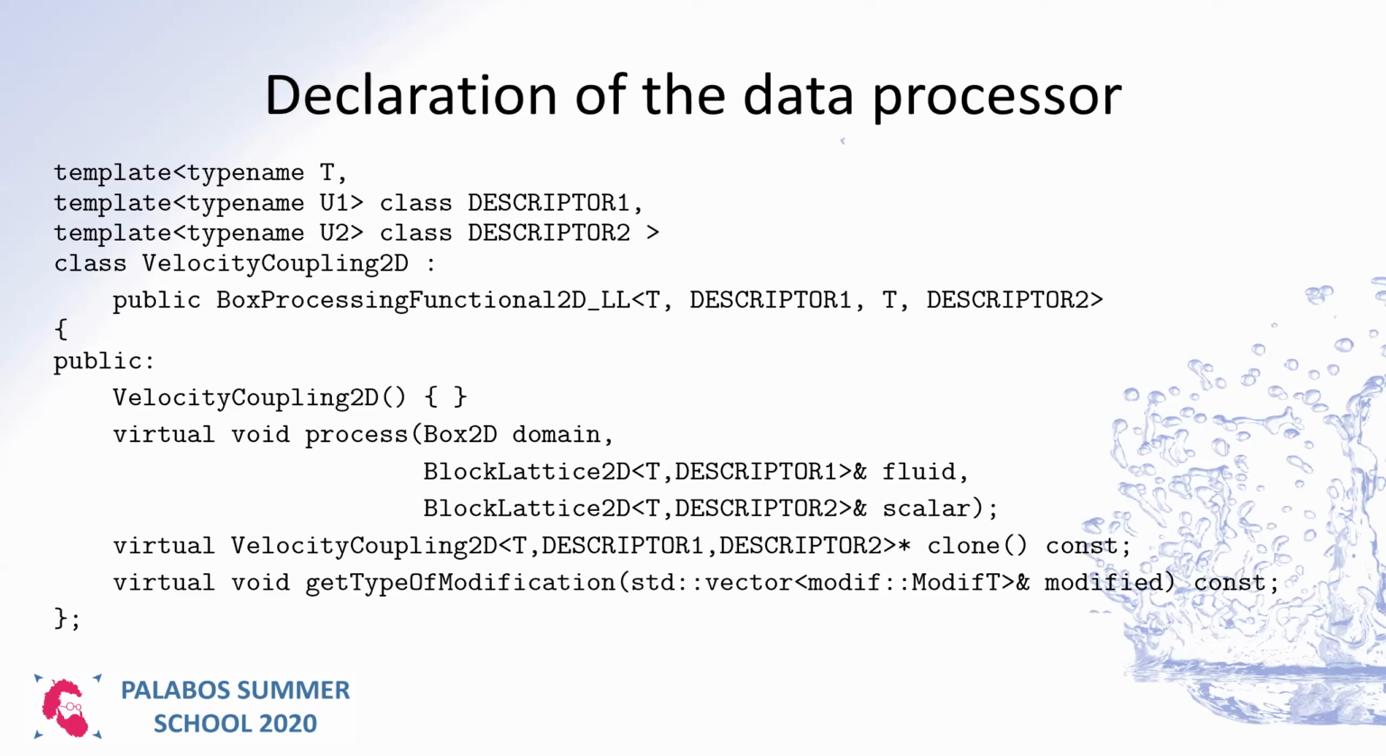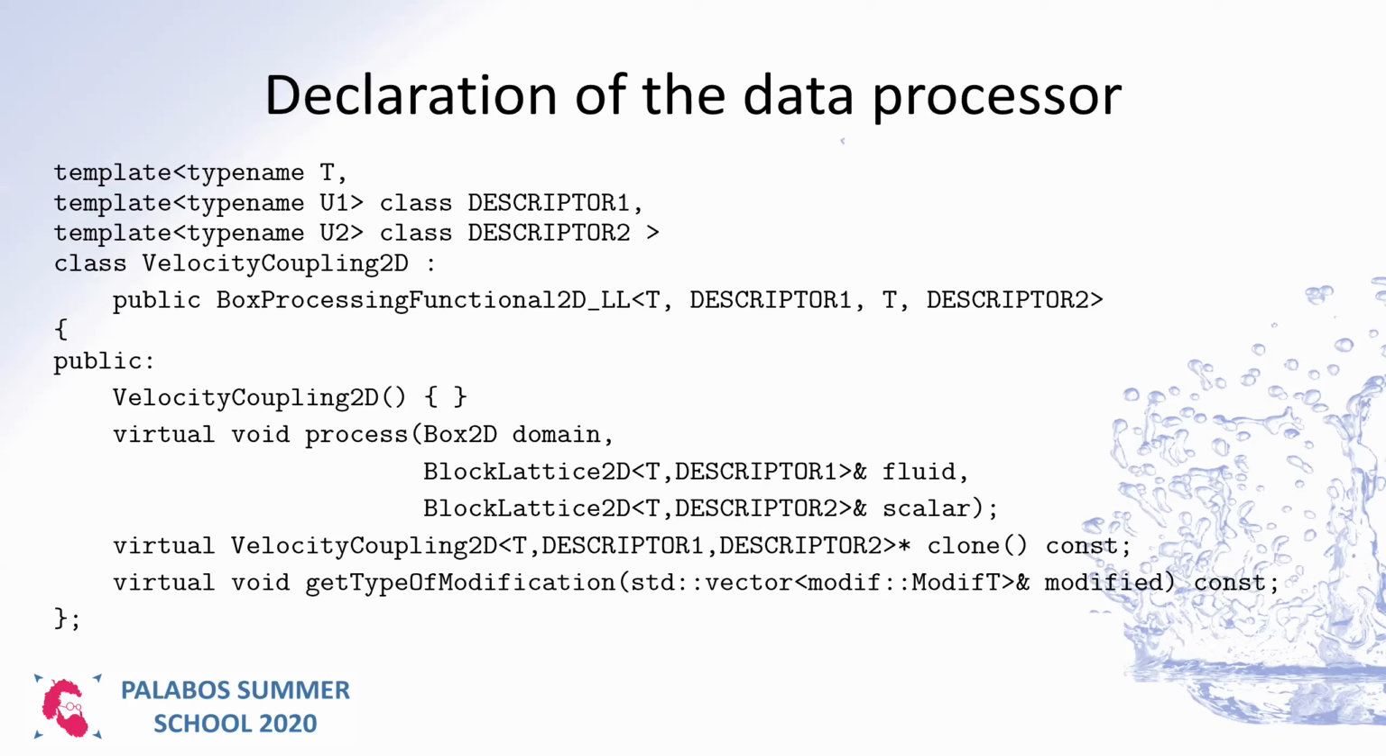Or maybe let me say first that this class inherits, as I said before, from a box processing functional 2D underscore LL, where LL says that this is a data processor that works on two lattices. Then there is a constructor which is empty in this case because the class has no data. There is the most important method which is called processor. This is the method in which you are going to write your algorithm. This is the data processor.